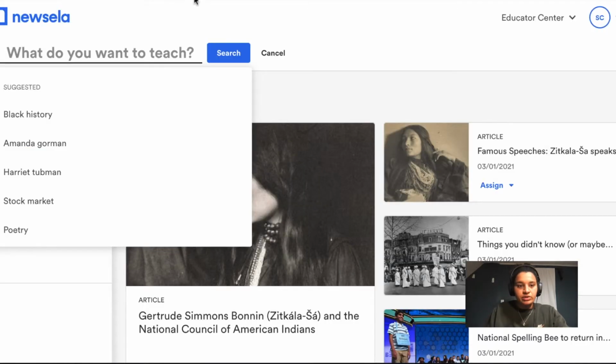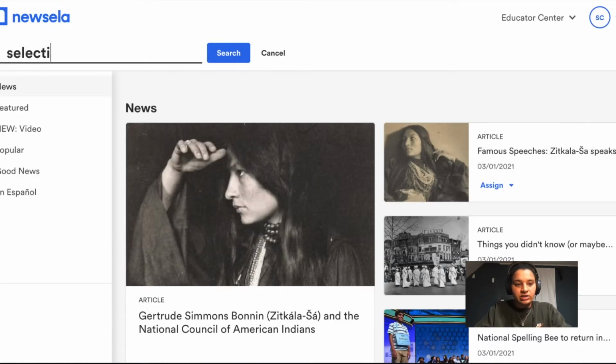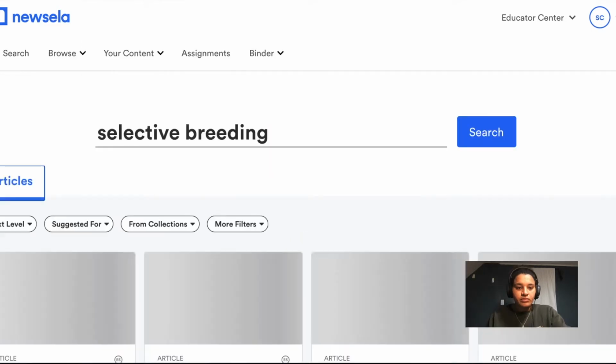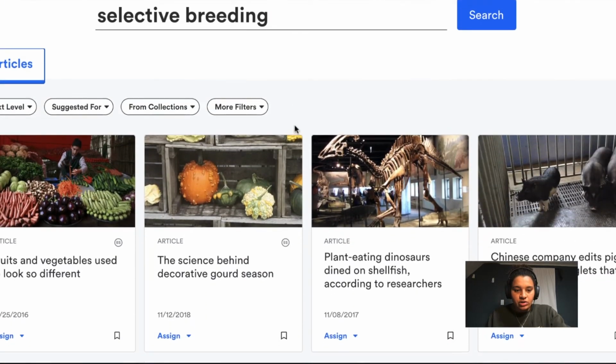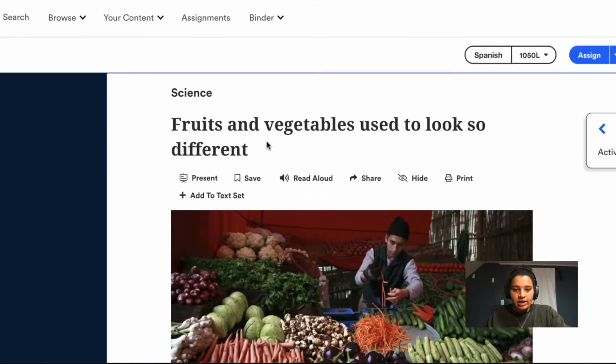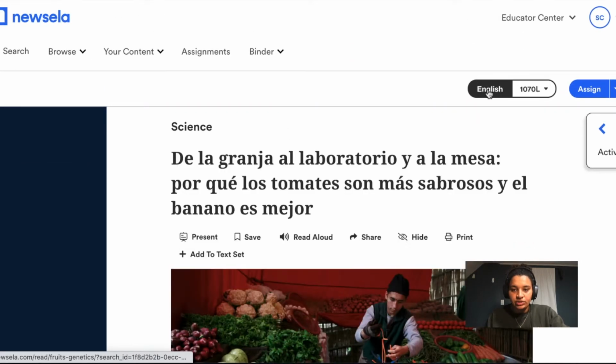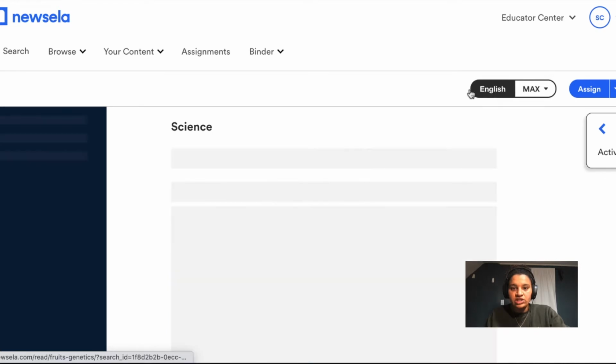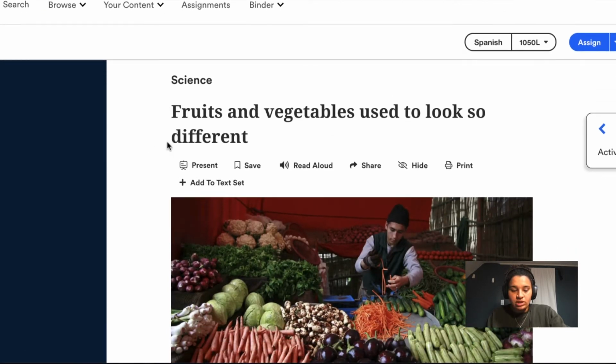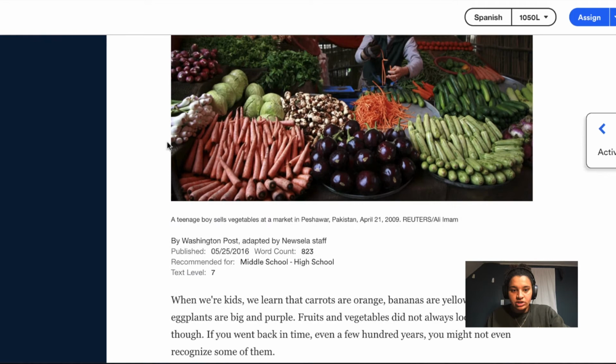So go to Newsela, I type in selective breeding and then search. I always start with the first article, and already you can see that this article is in Spanish and in English, which, if your students speak Spanish, is an amazing resource.